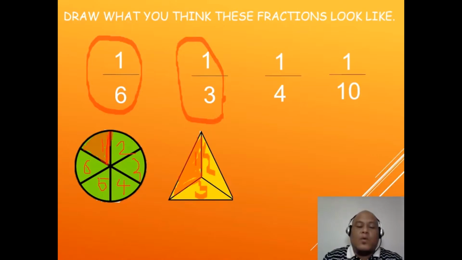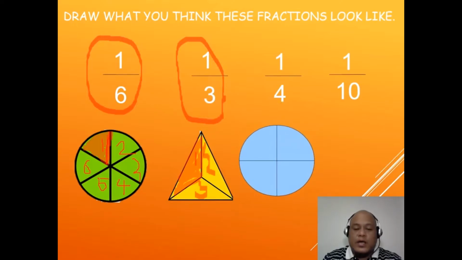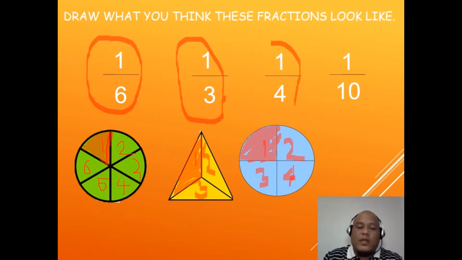Now 1/4. How can you draw 1/4? I draw a circle and I divide it into 4 equal parts. 1, 2, 3, 4. And now I will shade one part of the circle. We can say it is 1/4.